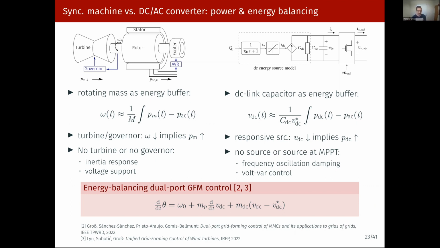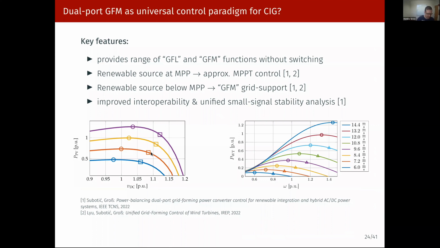And so why does it work? Here's an example, just PV. And remember, these controls roughly tie frequency to DC voltage. What you see here is the power generation by a PV panel for different levels of irradiation. You see the maximum power point here, the circles.